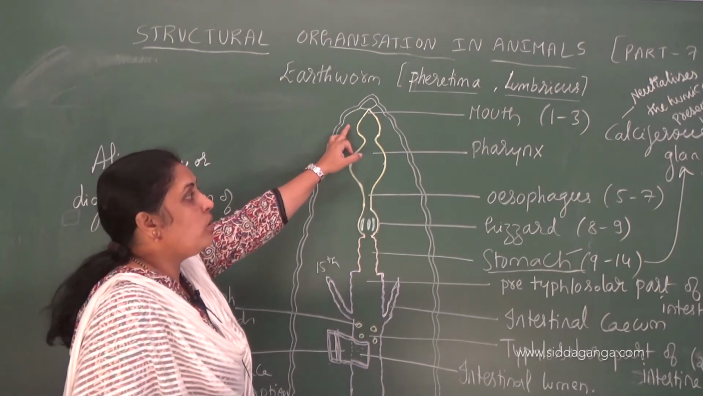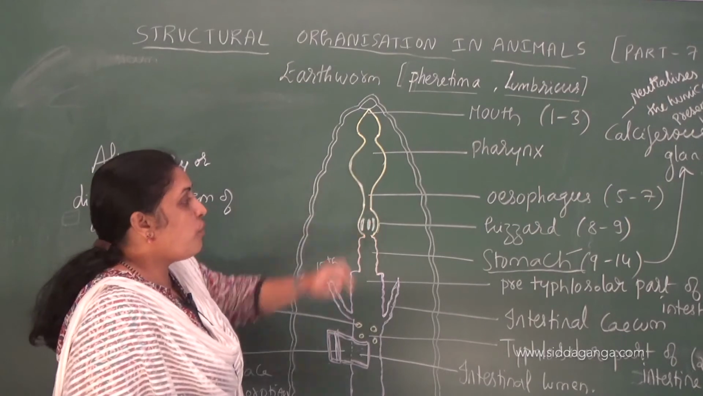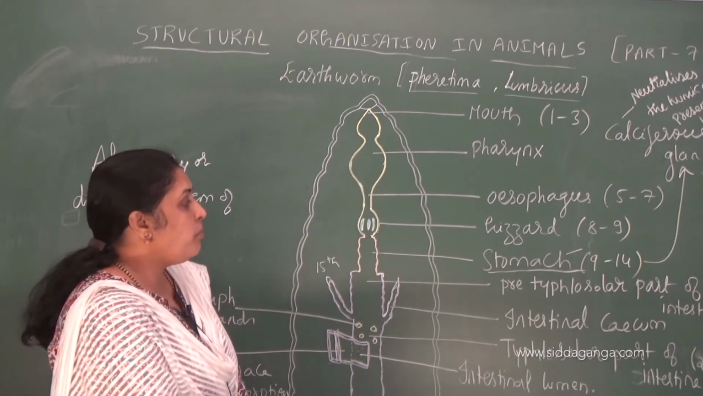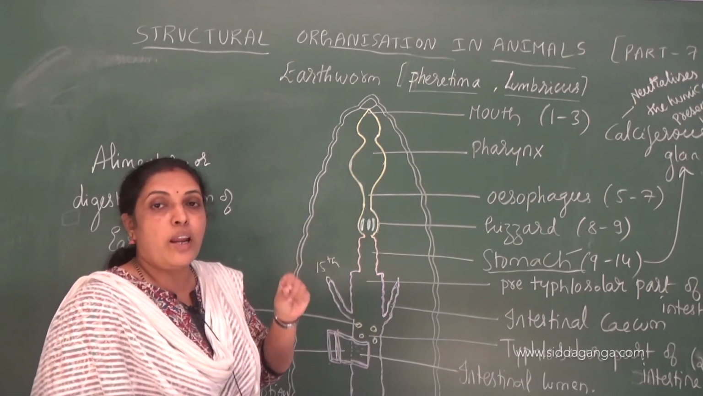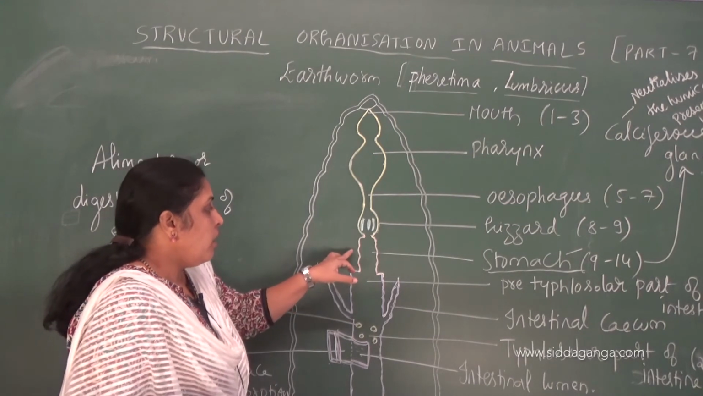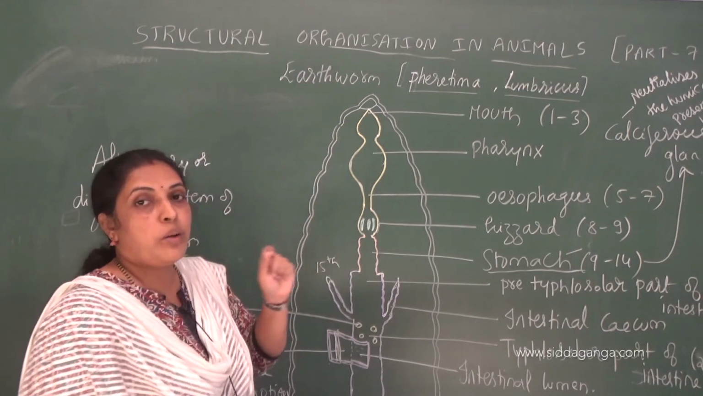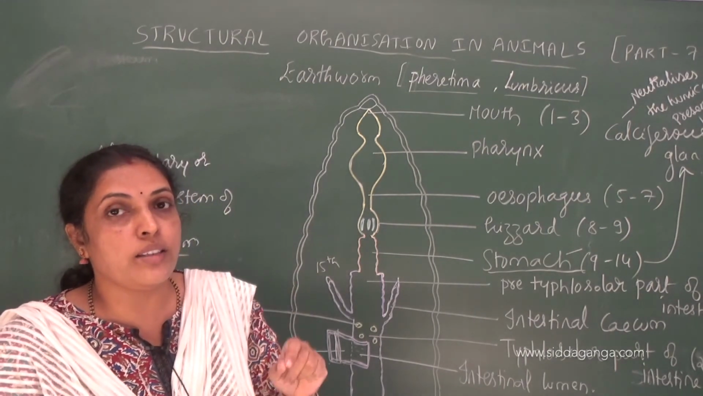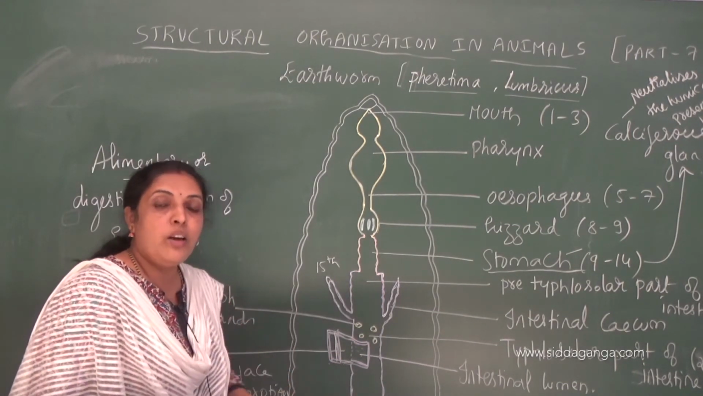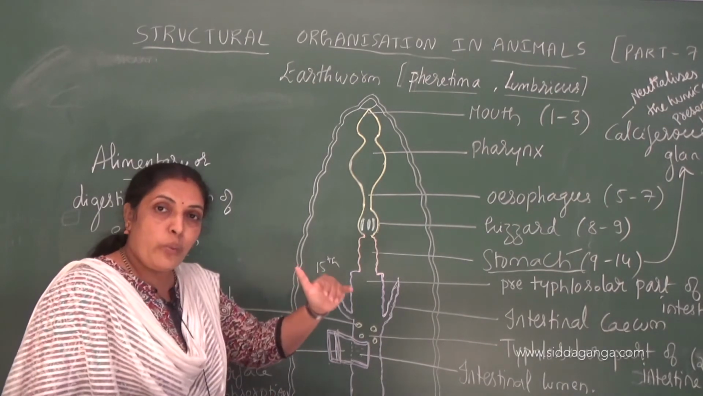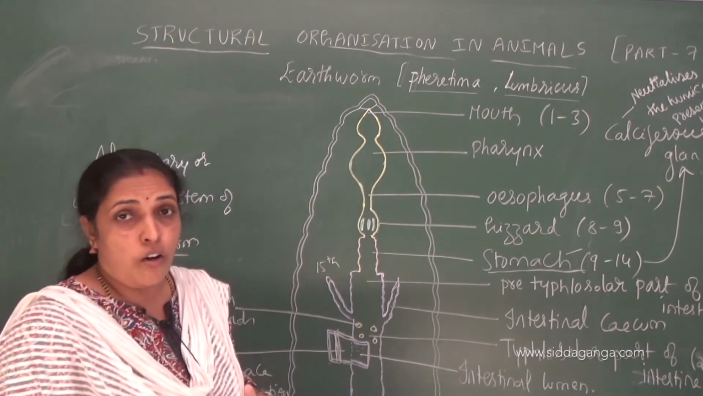It consists of the mouth or buccal cavity between the 1st to 3rd segment, and the pharynx and esophagus between the 5th to 7th segment, and the gizzard in the 8th to 9th segment. The gizzard's function is to grind the food particles, food and decaying leaves. In the stomach, between the 9th to 14th segment, the calciferous glands neutralize humic acid present in the humus. And from the 15th to the last segment, we see the intestinal region, which is divided into two parts: the pre-typhlosolar part and the typhlosolar part of the intestine.